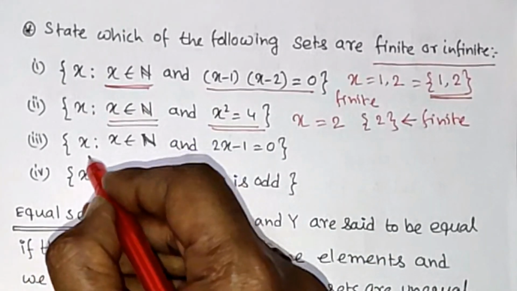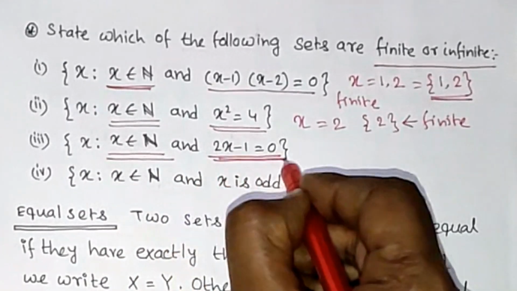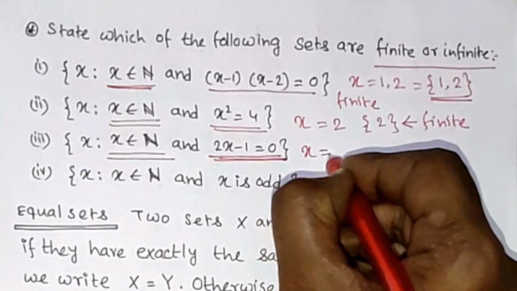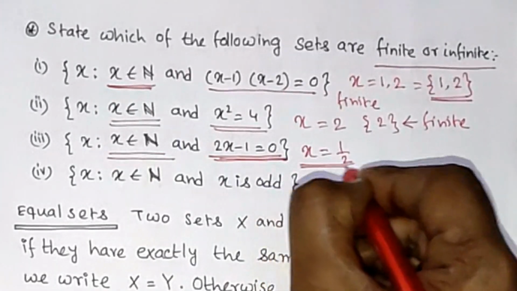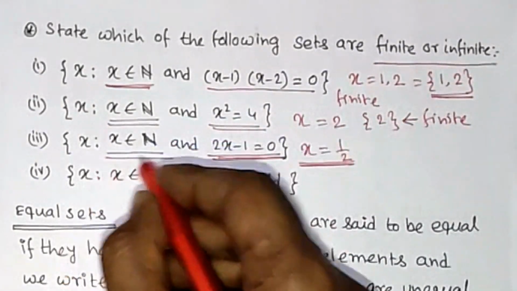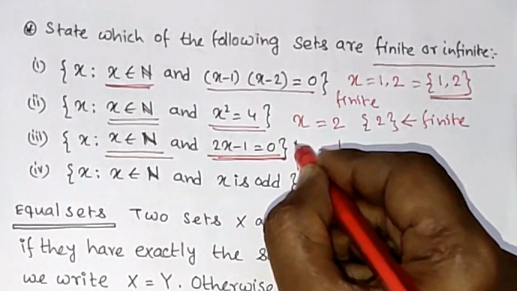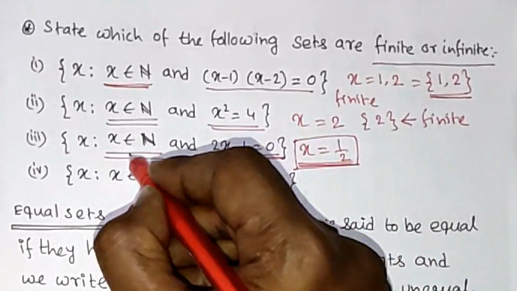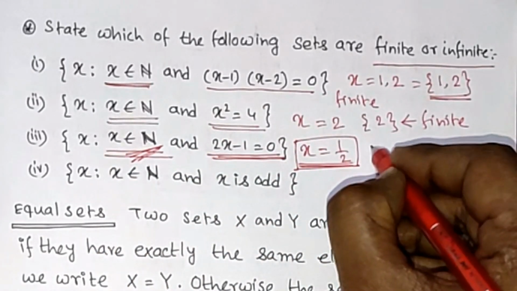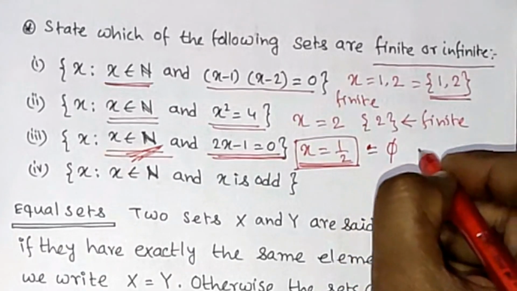For the third one, x such that x belongs to N and 2x minus 1 equals 0. For this case, we'll get x equals half. Okay, so what about this set? Can you understand? Here we have x equals half, but x belongs to N, the set of naturals. Is it possible? No. So here this set is the empty set.